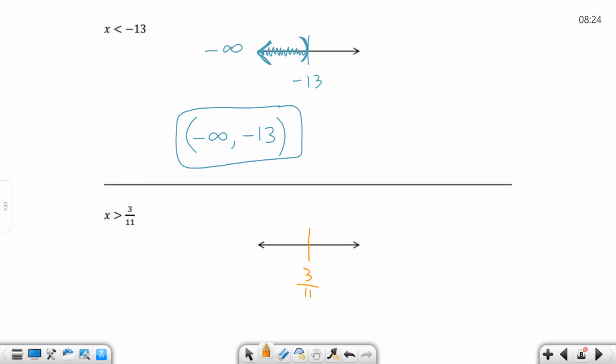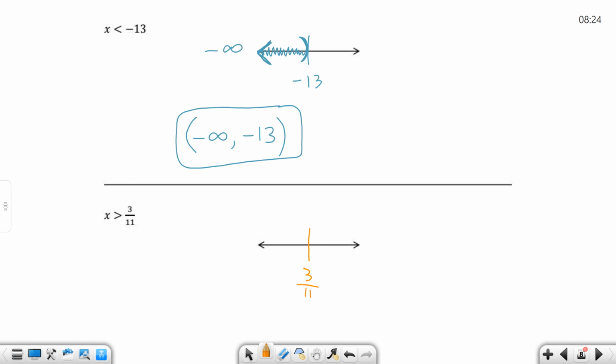Look, I've seen students do this. They go, well, here's 0 and here's 1 and 3/11 is about right here. Okay, that's fine. You got 3/11 in the right place. It's between 0 and 1. It's closer to 0. But just mark 3/11. That's extra stuff you don't need to do.